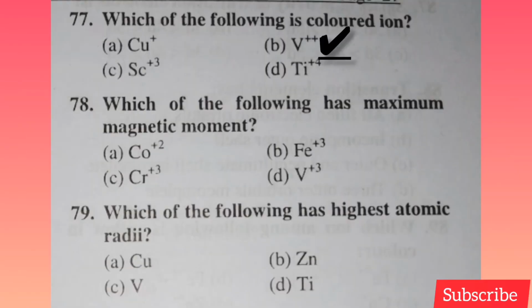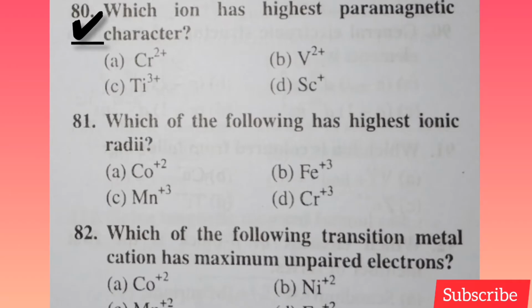Option B is correct. Which of the following has maximum magnetic moment? Option B is correct. Which of the following has highest atomic radii? Option D is correct. Which ion has highest paramagnetic character? Option A is correct. Which of the following has highest ionic radii? Option A is correct.